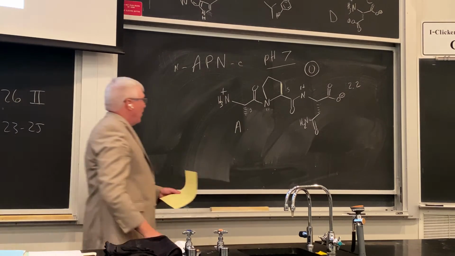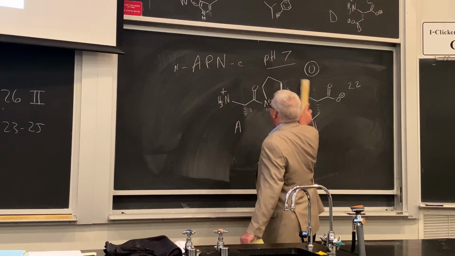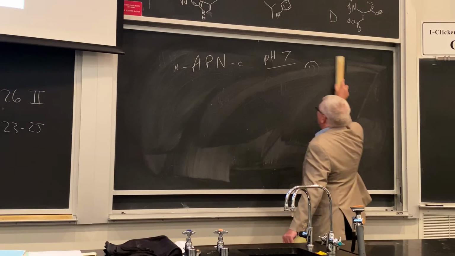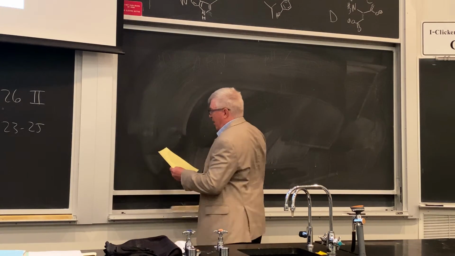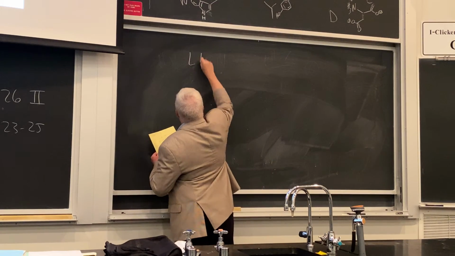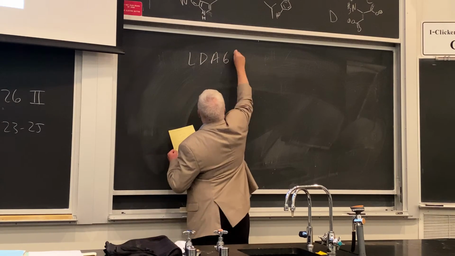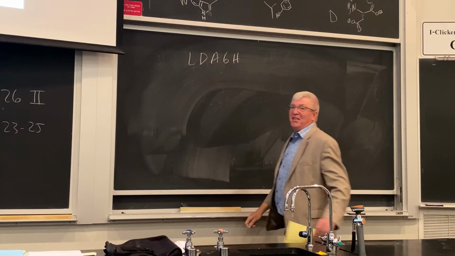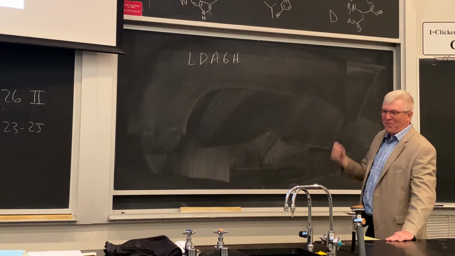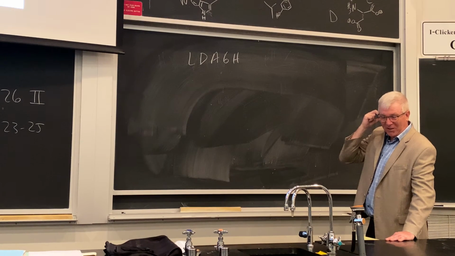Let's try a little bit more complicated one. Okay? So we did a dimer and a trimer. How about this one? LDAGH. Okay? You can use the 1-letter code, the alphabet, to spell all sorts of crazy words.